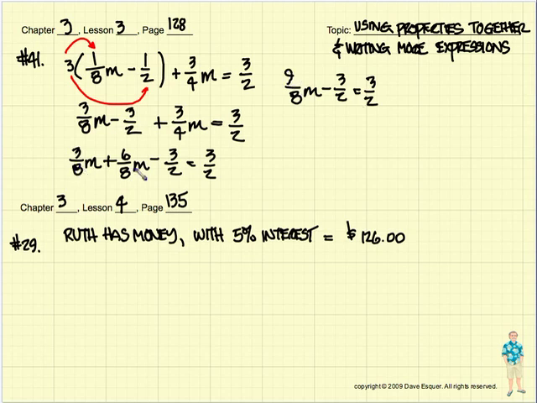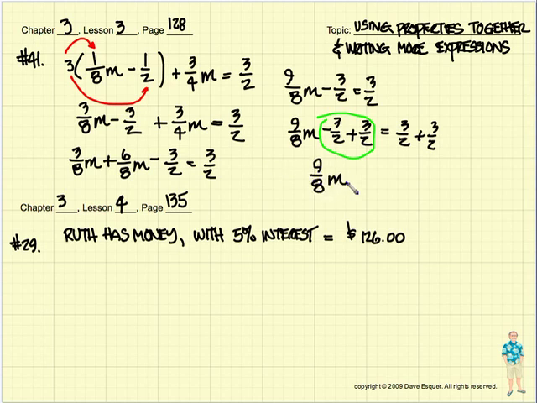There's our 9/8. 6/8 and 3/8 was 9/8. So 9/8 m minus 3/2 is equal to 3/2. Hopefully you're going to tell me, hey, let's add 3/2 to both sides. Okay, we're going to do it horizontally. And I have a big goose egg over here: minus 3/2 plus 3/2. So this side looks like 9/8 of an m is equal to now 6 over 2. 3/2 plus 3/2 is 6/2.